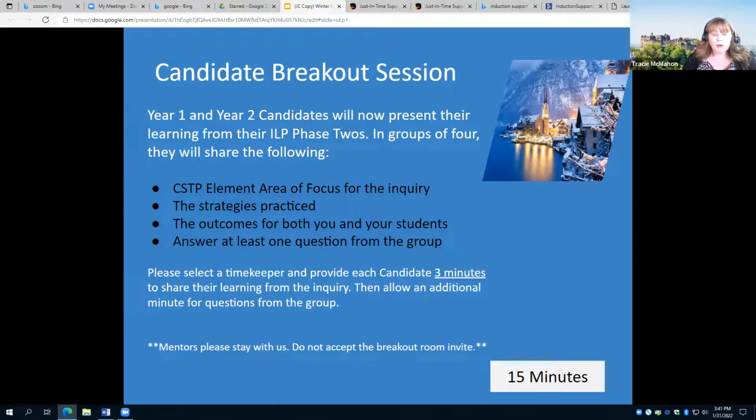So in this breakout session, I'm going to put you in pairs, and some of you might end up with 3 in a room. It just depends on how this goes. So you will talk about the following things. You'll share the CSTP element area of focus for your inquiry. You'll specifically share what strategy you practiced, talk about the outcomes for both you and your students, and answer at least one question from the other person. It says the group, but we're just going to do pairs today. So those are the things you'll want to do.